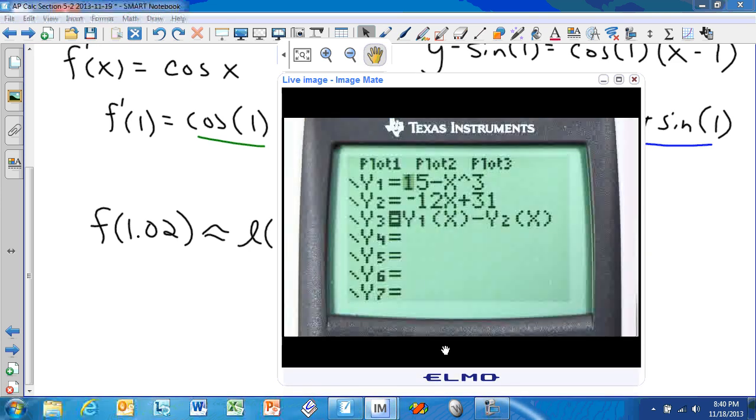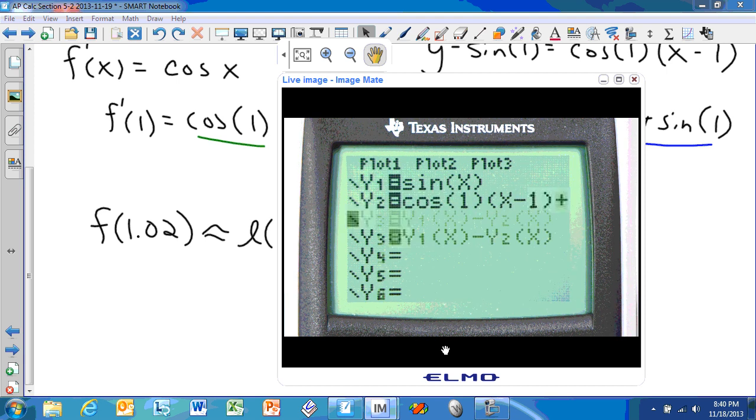In fact, let's go ahead and put in the original function. We'll probably want that sine of x. And let's put in our linearization here, which was the cosine of 1 times x minus 1. That's just our tangent line here, of course, plus the sine of 1. Oops, don't need that parenthesis. I'll shut off y3 there for right now.